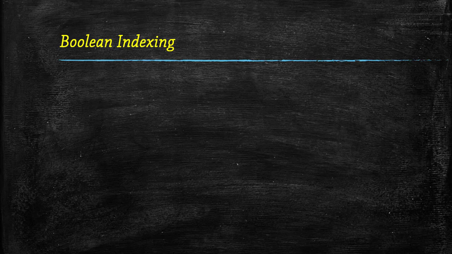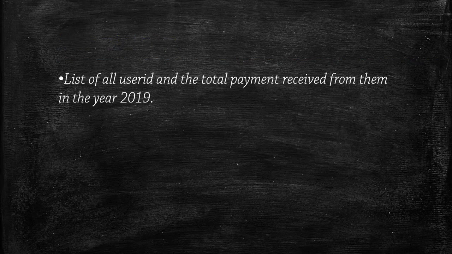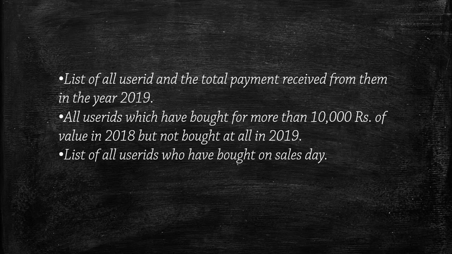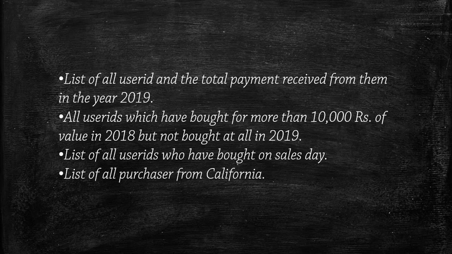So, let's say we have a vast set of e-commerce data. Now we want results for some queries like: list of all user ID and the total payment received from them in the year 2019. All user ID which have bought for more than 10,000 rupees of value in 2018 but not bought at all in 2019. List of all user ID who have bought on sales day. List of all purchasers from California. So we have these couple of queries.